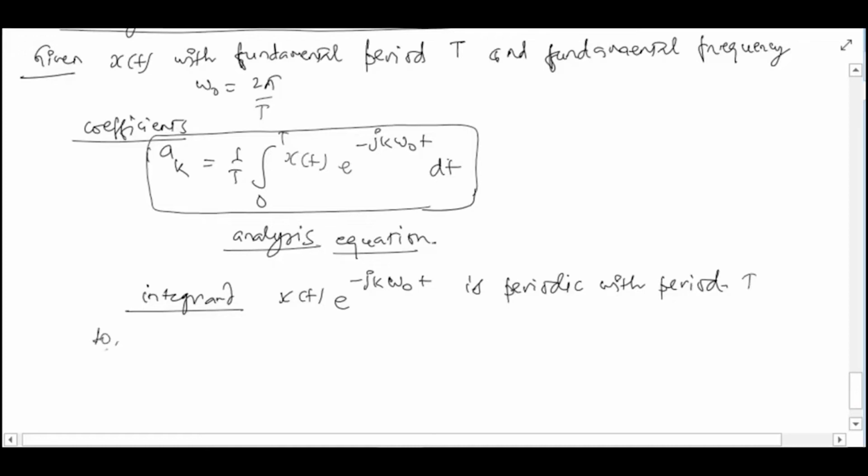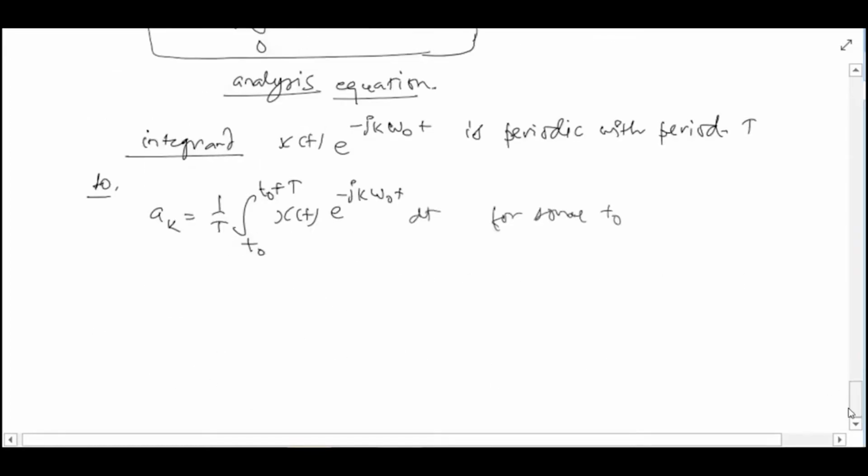So we can also define a_k to be 1 over T, integral from t naught to t naught plus T, of x(t) e raised to minus j k omega naught t dt, for some t naught. So this is an alternate definition of Fourier series coefficient. Okay, let's see an example.